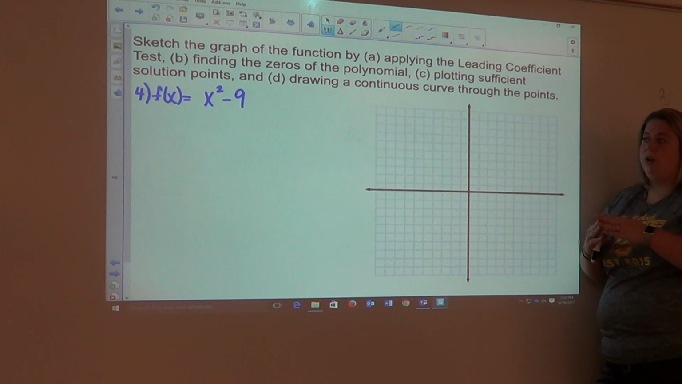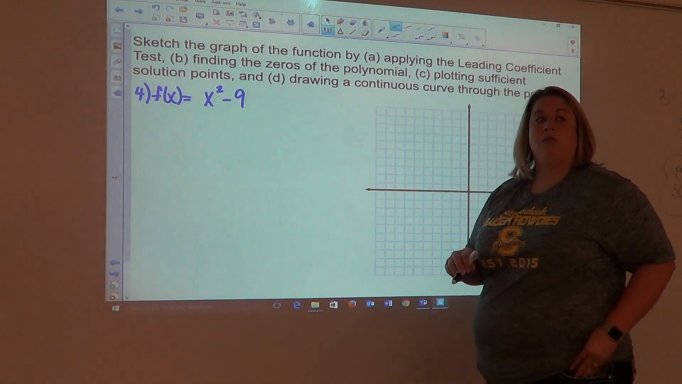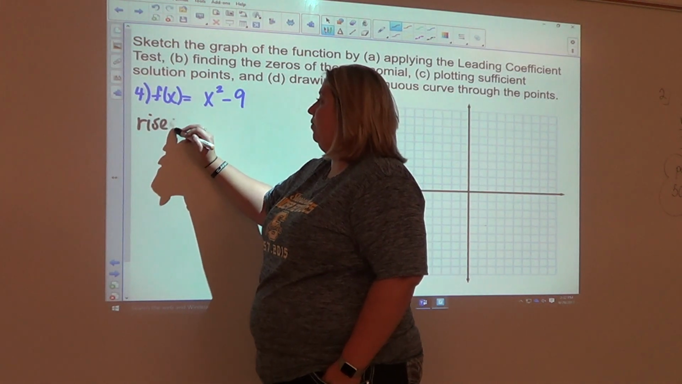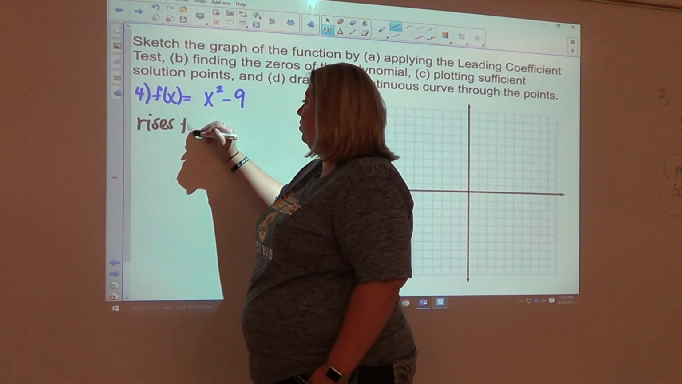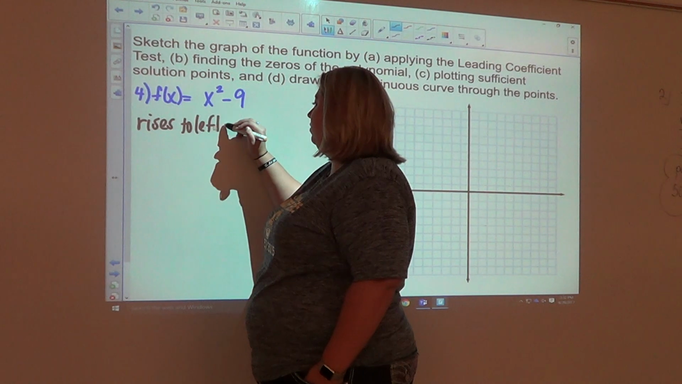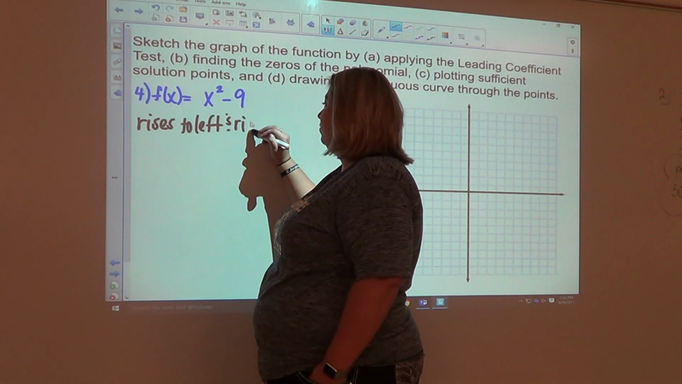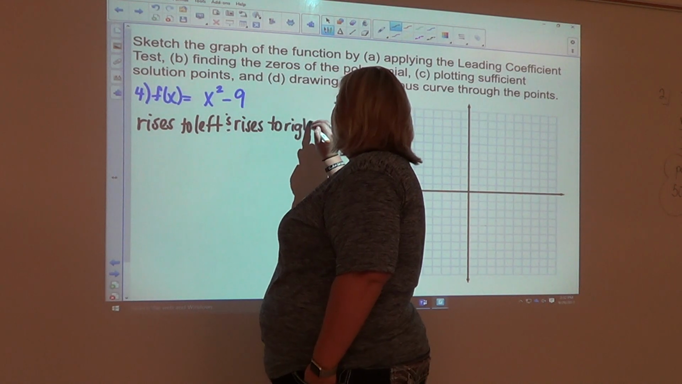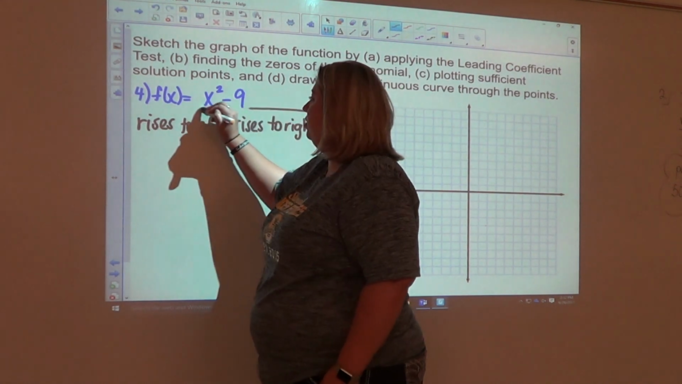Okay, so what's going on in this one? It's an even degree, right? Because it's 2, and the number in front is positive, so what's my right and left hand behavior? Okay, it rises on both sides, right? So it rises to the left and rises to the right. So that's one part of your answer.